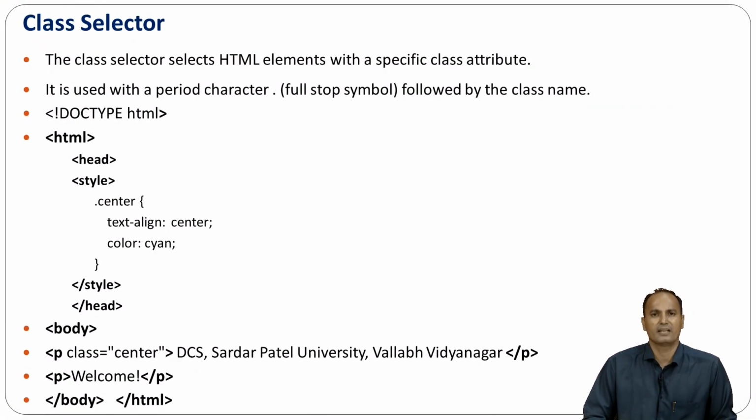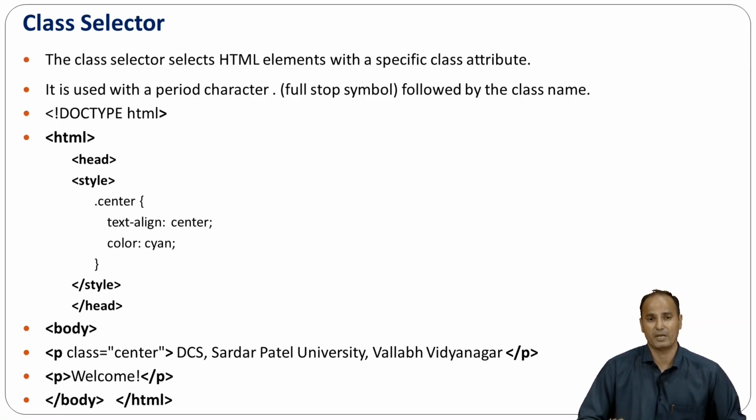The class selector selects HTML elements with a specified class attribute. Same as ID, we have to provide a class attribute, but the difference is that ID will be identified using the hash sign, while the class attribute will be identified using the period operator, or we can say dot operator. As you can see in the slides, there is a paragraph in the body section having a class attribute with the value center. So in the style section we have used a dot with the class value center. So this indicates that it's a class attribute, not an ID attribute.